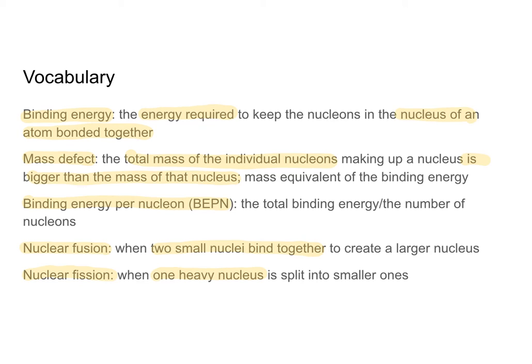So we see nuclear fusion happen in places like the sun and other stars, where light atoms like hydrogen are fused together to create eventually helium. We see nuclear fission happen in our nuclear power plants on Earth or in nuclear weapons.